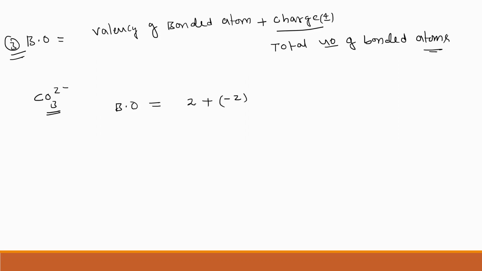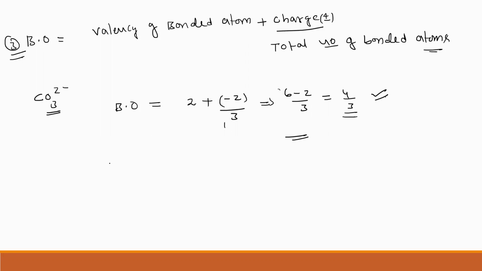And the total number of bonded atoms: how many atoms are bonded? 3 oxygens are bonded, so divided by 3. So 3 times 2 is 6, and 6 minus 2 divided by 3, that is nothing but 4 by 3. See, whatever value you got by using the first method, second method, and third method, we are getting the same value for the bond order.